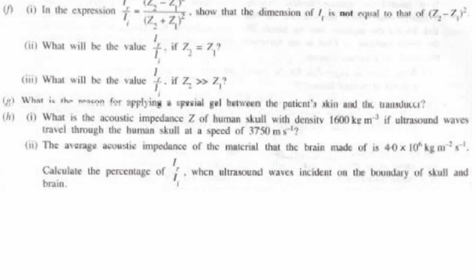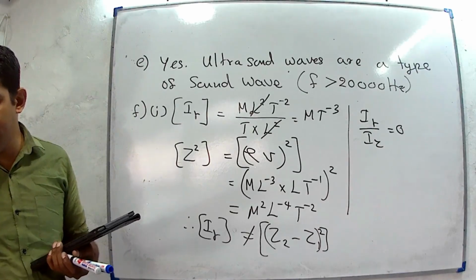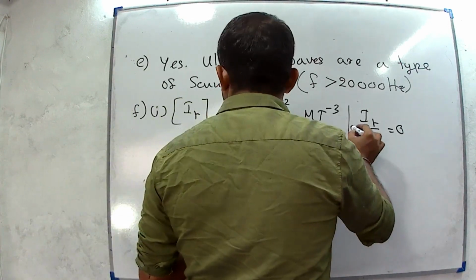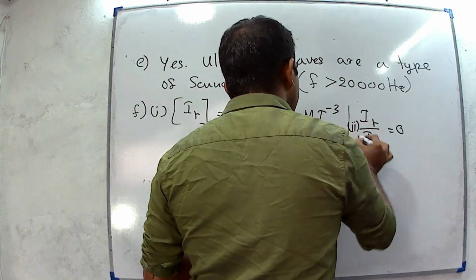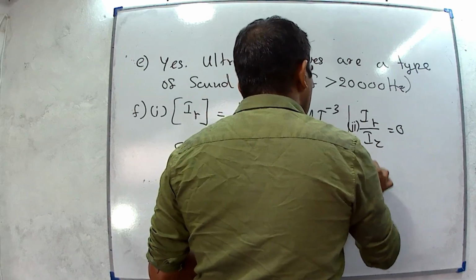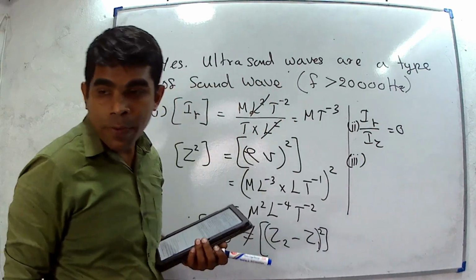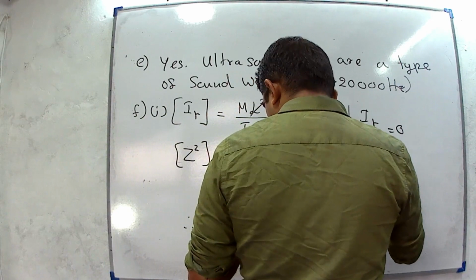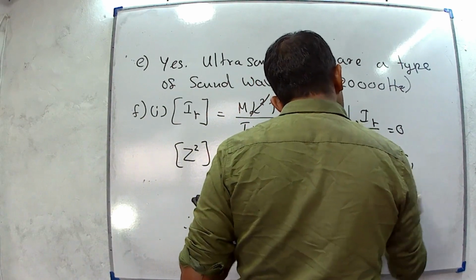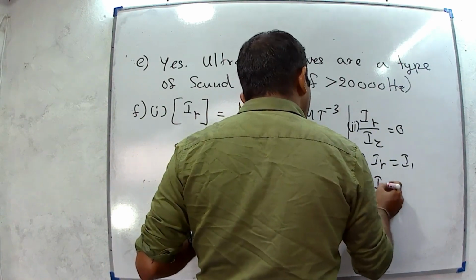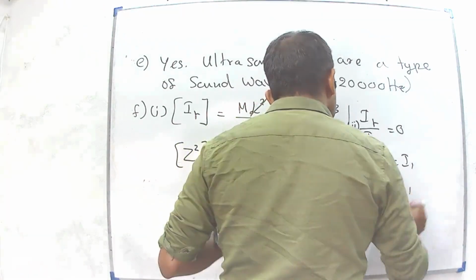Then part 3, what will be the value of IR divided by I if Z2 is greater than Z1? If Z2 is much greater than Z1, it means all waves will be reflected. All waves will be reflected. Therefore, IR equals I. Therefore, IR divided by I equals 1.